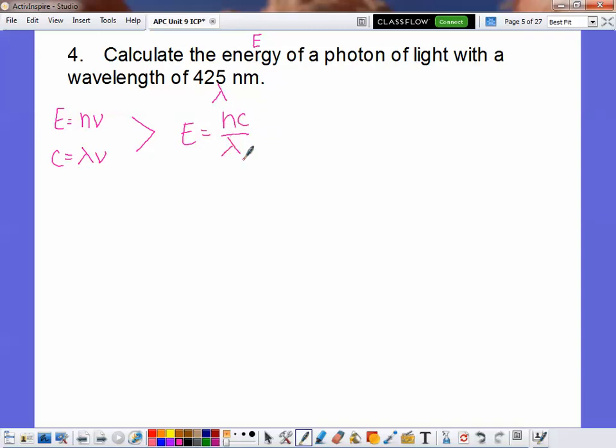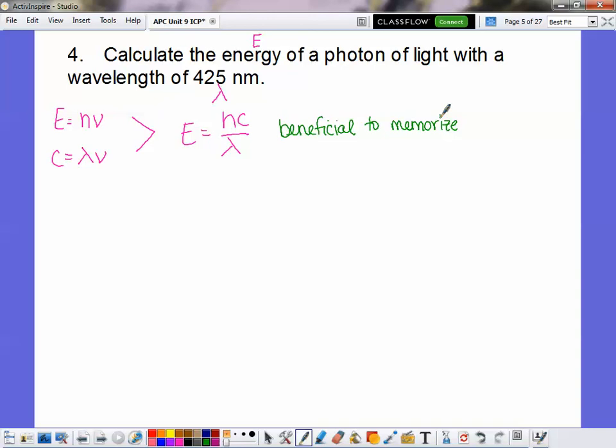That formula is not on your formula sheet. I haven't asked you to memorize many formulas. Like the Kp to Kc formula is good. The Nernst equation is good. This is one of the few that I say is a beneficial one to memorize. But again, if you forget it, you have the two formulas that you can use to get to that.